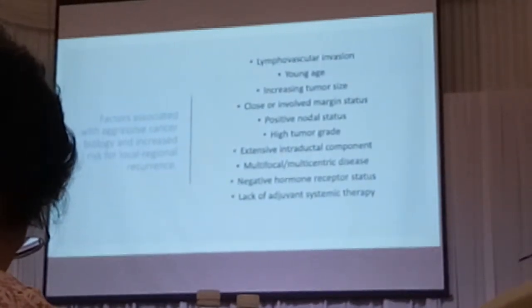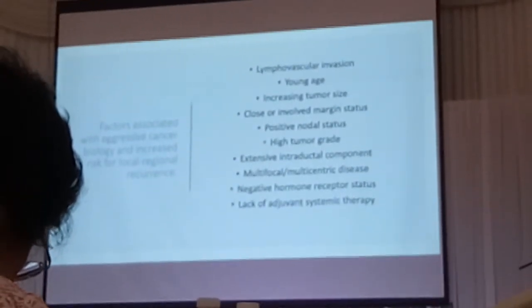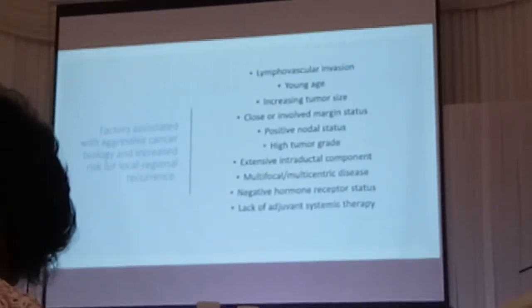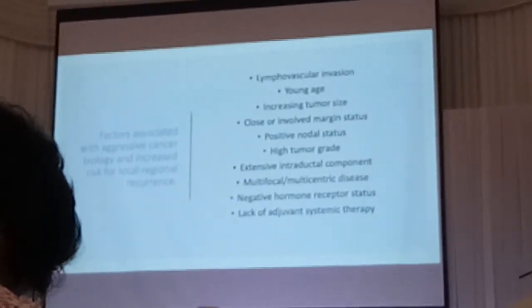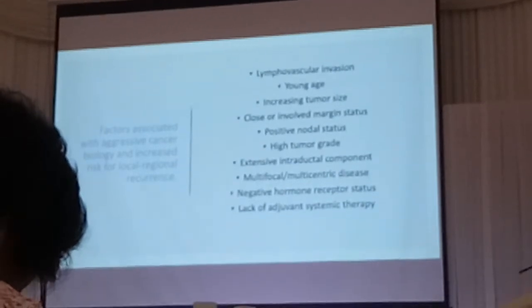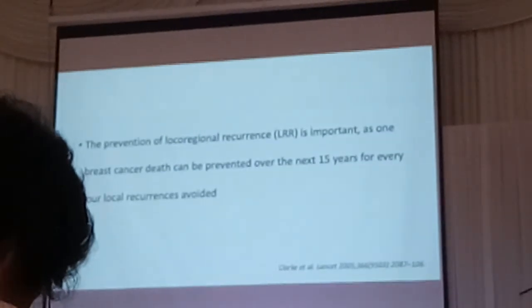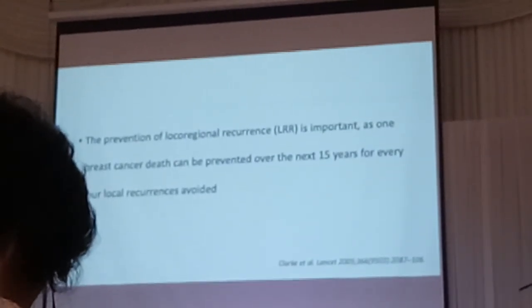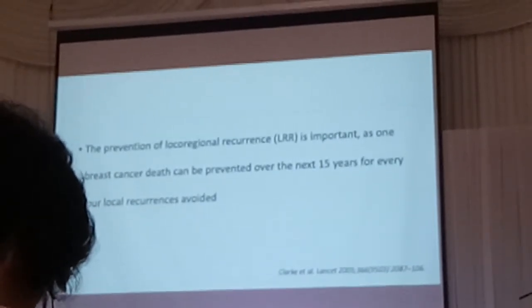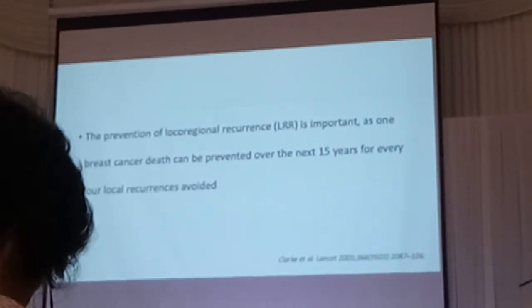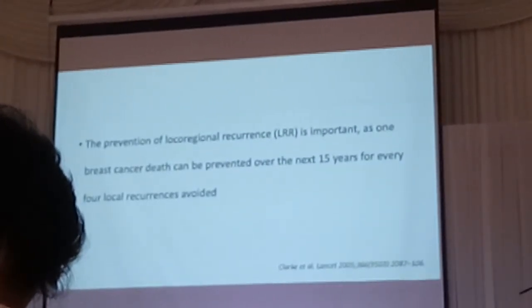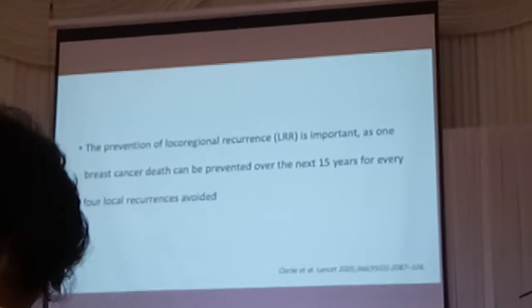We all know the factors that are associated with aggressive cancer biology and increased risk for local regional recurrence, and now the biological subtypes play an important role as one of those predictors. Why is it important to study the pathology of local regional recurrence? Because one breast cancer death can be prevented over the next 15 years for every 4 local recurrences avoided. So once we know the reason for the local recurrence, you are preventing more recurrence and saving more lives.